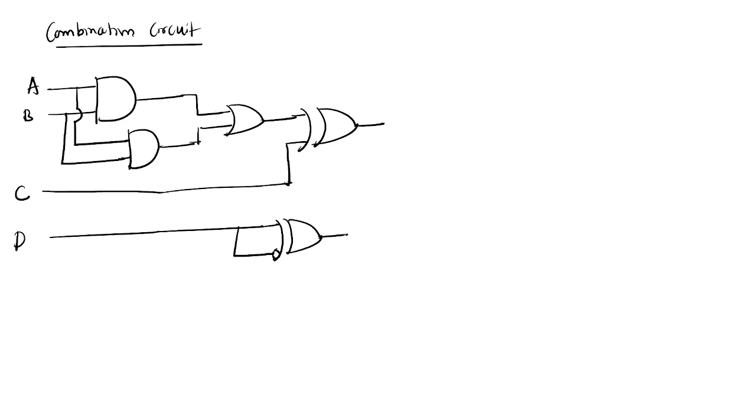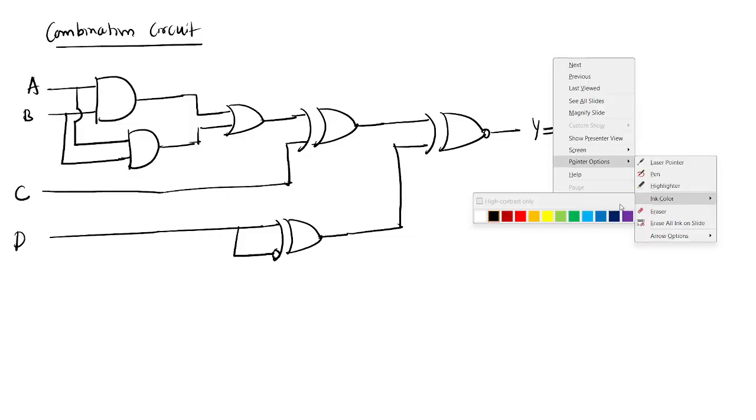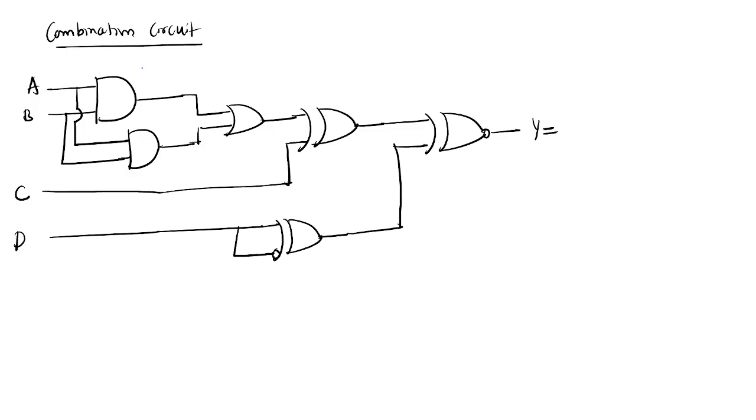This is one more XOR gate, and this output is given to one more XNOR gate. So it's asking what is the value of y? So how to do this one? Let us take the output first.